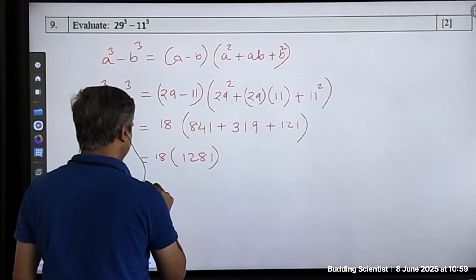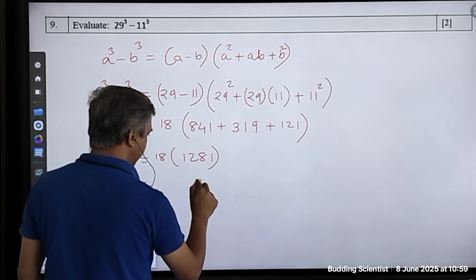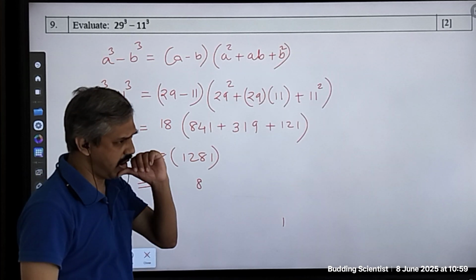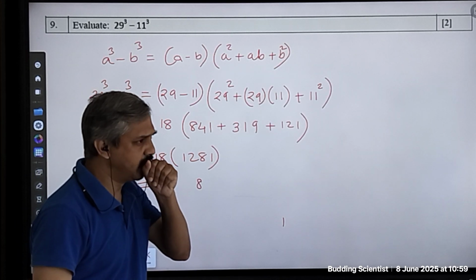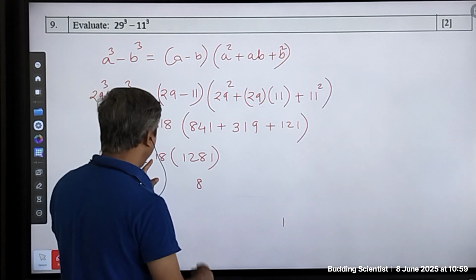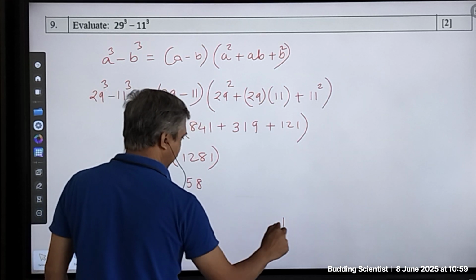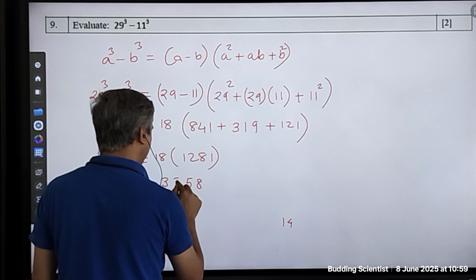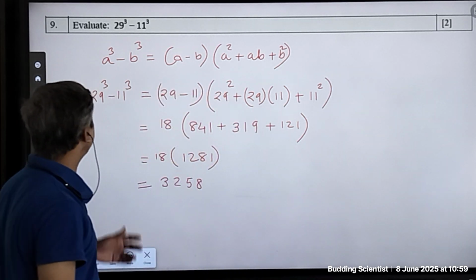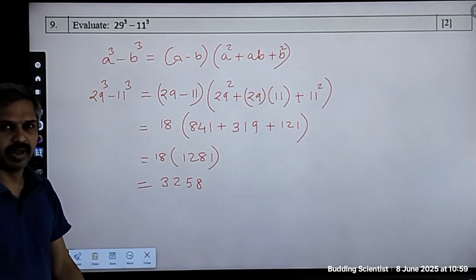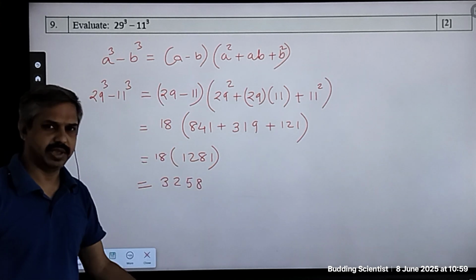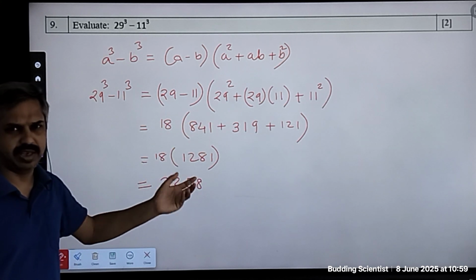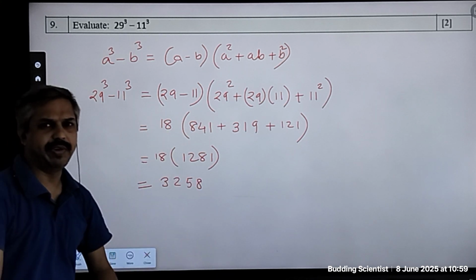Plus 1281. So this is 18 into 1, 18 ones are 18, 18 eights are 144, plus 1, 145, carry 40. 18 ones are 18 plus 40, 58. I don't think I made calculation mistakes here, but if I have, you know the formula, you correct it if I made any mistake here, when you solve it correctly.